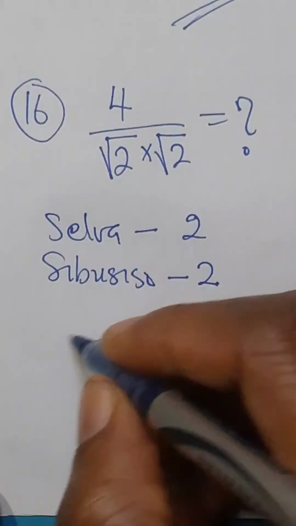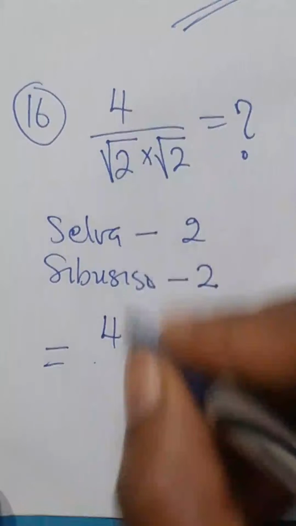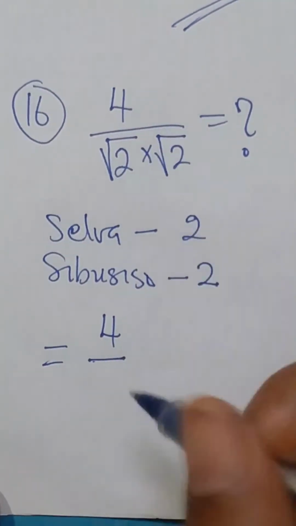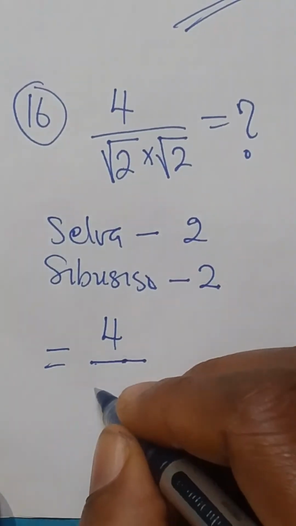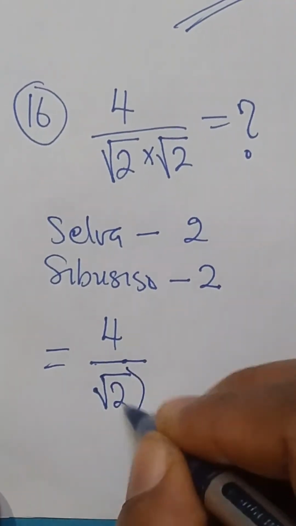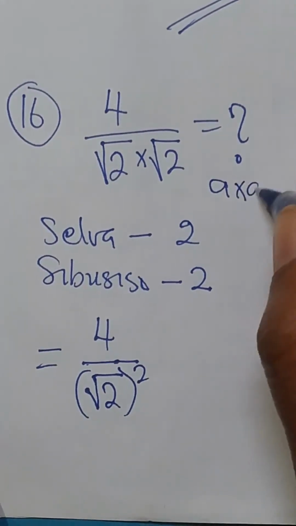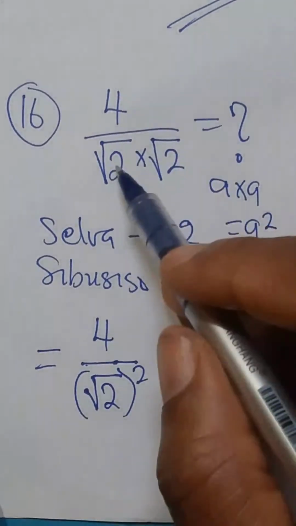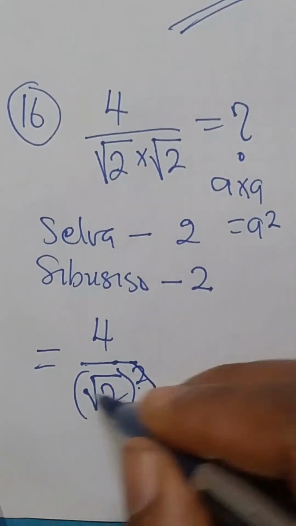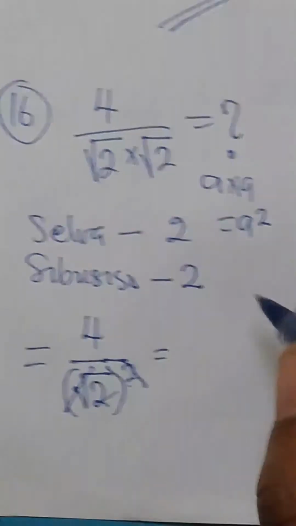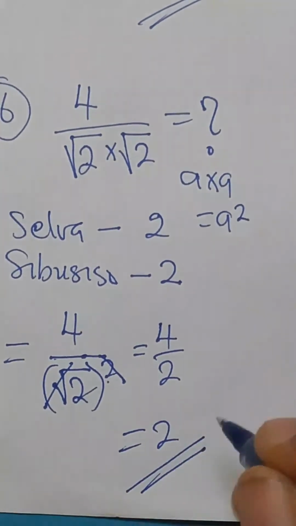Okay, so let me solve. This is 4 all over square root of 2 multiplied by square root of 2, which is square root of 2 all squared. Look, we have a times a is equal to a squared. So square root of 2 multiplied by square root of 2 is square root of 2 all squared. Okay, these 2 here will cancel these 2, and we have 4 all over 2, and the answer is 2. Okay, so that is the answer.